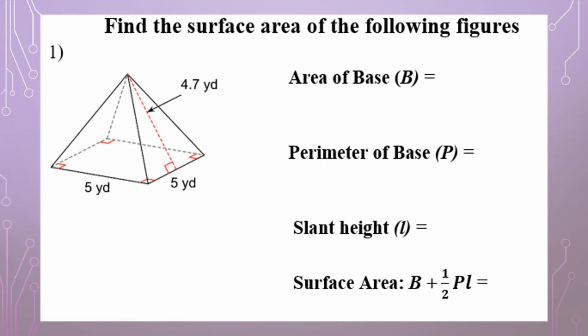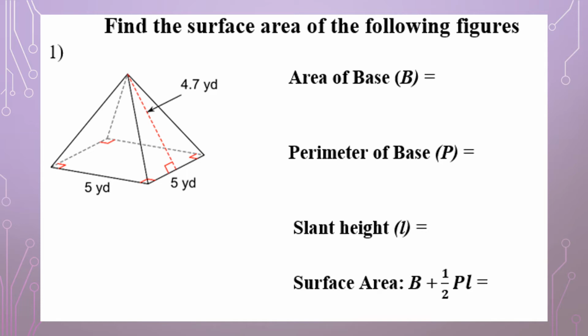Okay, so then find the surface area of the following figures. Okay, so this is a regular pyramid because all sides of the base are 5. So to find the area of the base, again, if you need to pull your cheat sheet out, pull that out.